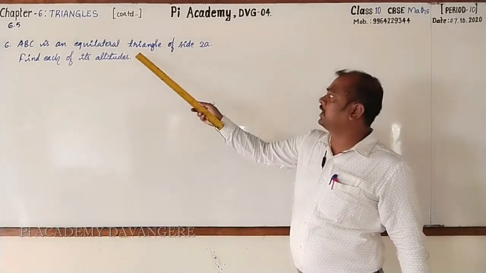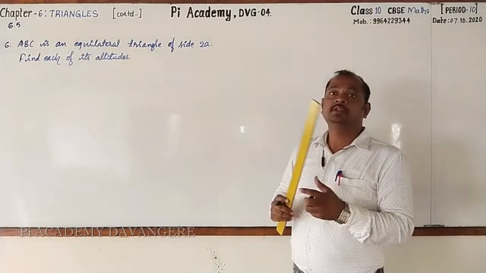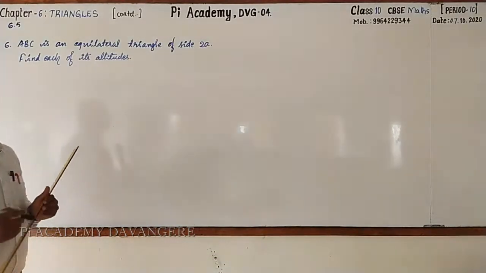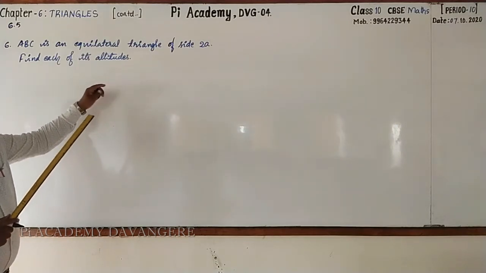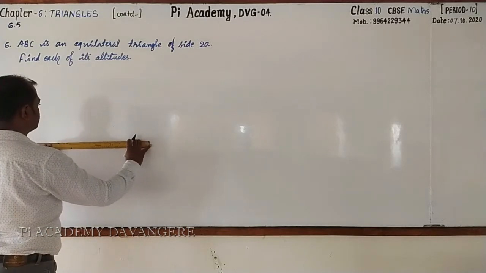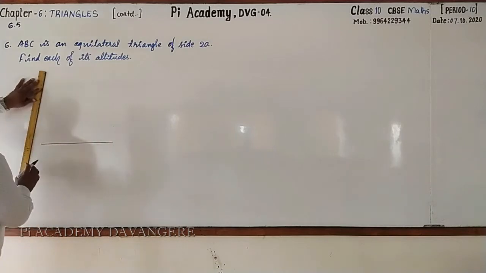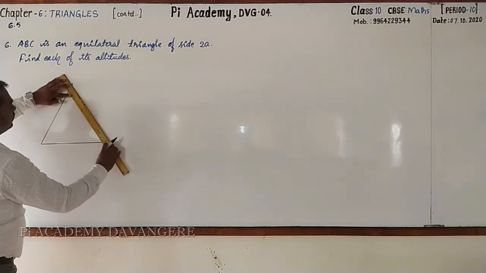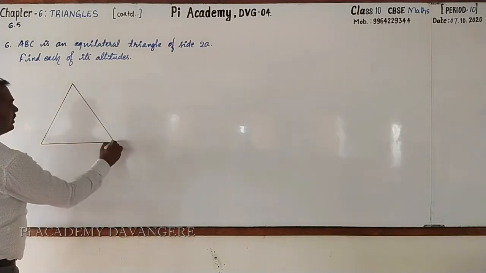ABC is an equilateral triangle of side 2a. Find each of its altitudes. Nothing but heights. Just pause the video, write the statement and draw the figure with me. We have to draw an equilateral triangle. You know what an equilateral triangle is? It is a triangle in which all sides are equal, and it is called an equilateral triangle.